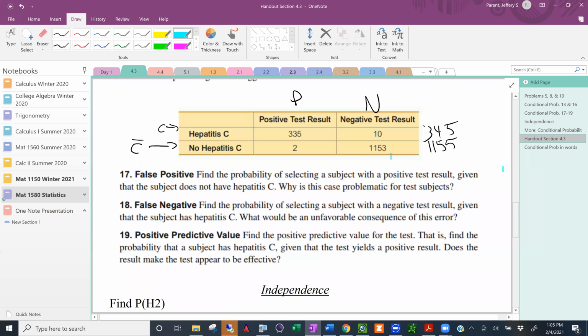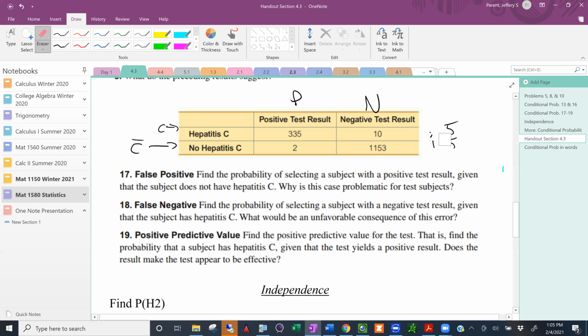So here's our next table, and I've introduced some notation here. Even though we're already using P for probability, we're going to use P for a positive result, N for a negative result, C for hepatitis, and C bar for no hepatitis. We're going to look at probabilities of false positives, false negatives, that kind of thing. I'll give you a second to copy down or make notes on them, whatever notation you want. And then we'll look at problem number 17.